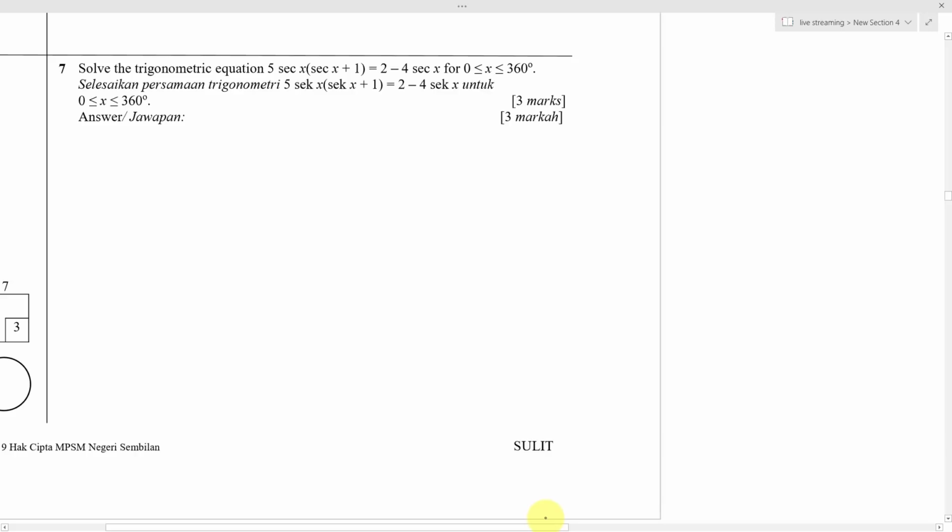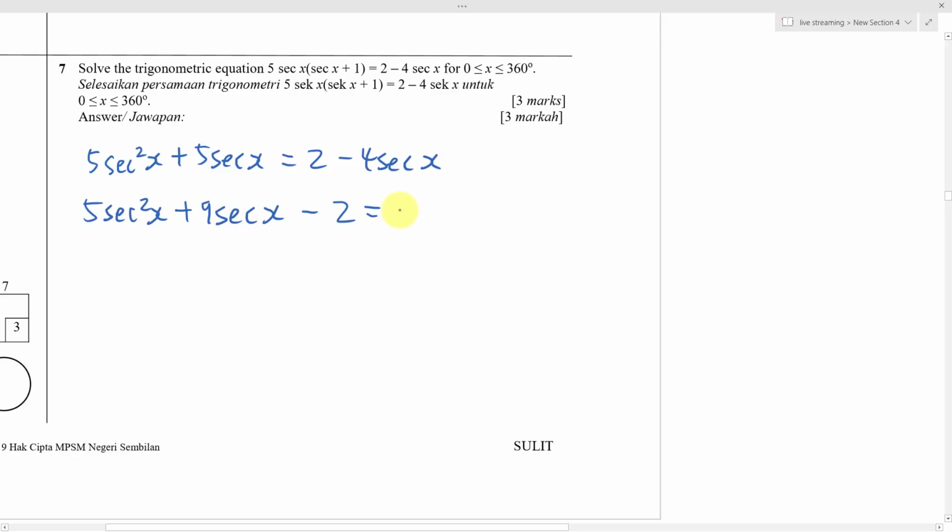Okay, solve the trigonometric equation. We kind of need to solve this one. So the first thing I will do is expand them. So I get 5 sec square x plus 5 sec x equals 2 minus 4 sec x. And then I will group together because I know this is a quadratic equation. So I will move the negative 4 sec x, which will become positive. So it will be 9 sec x.